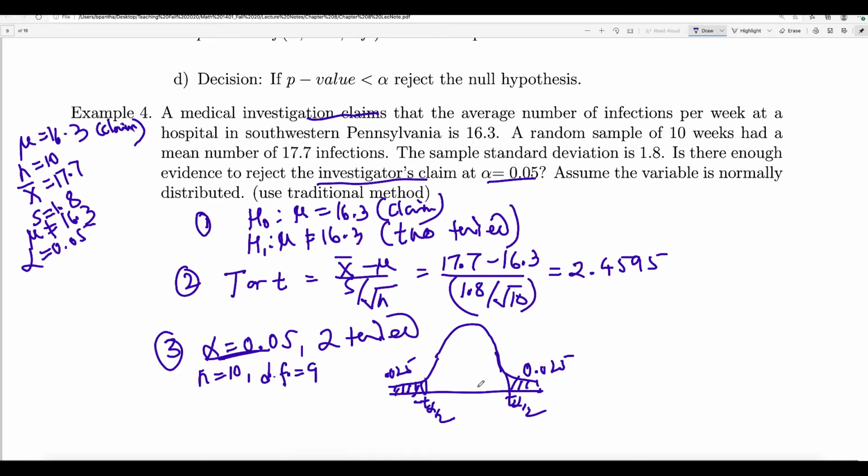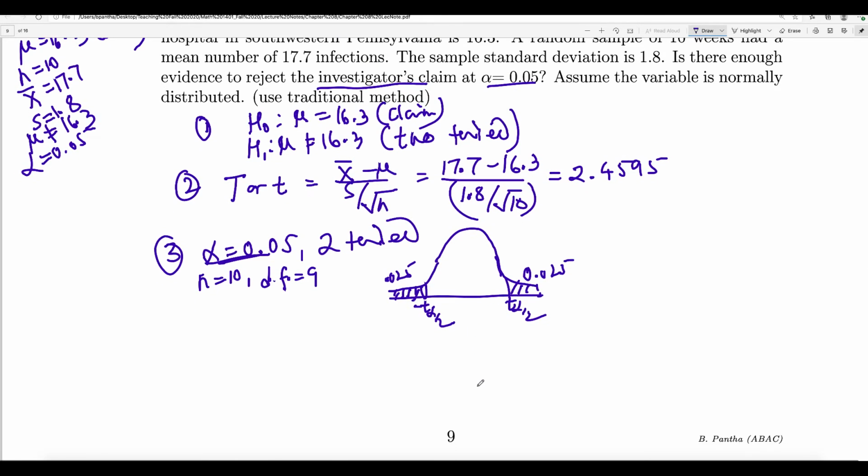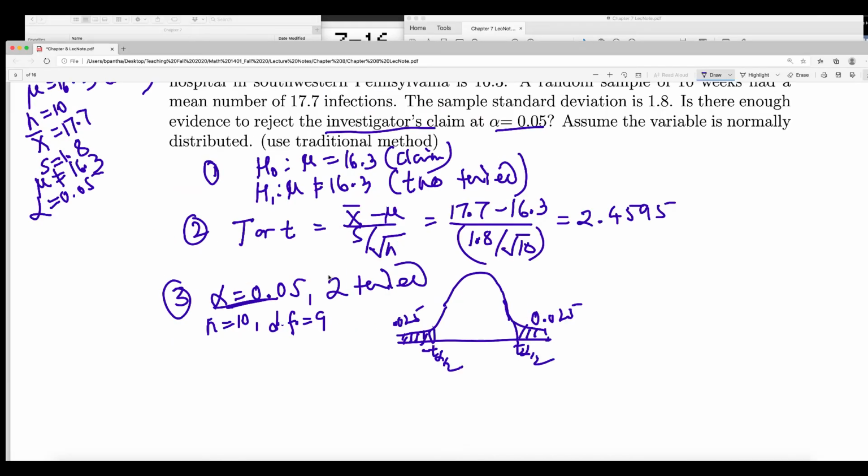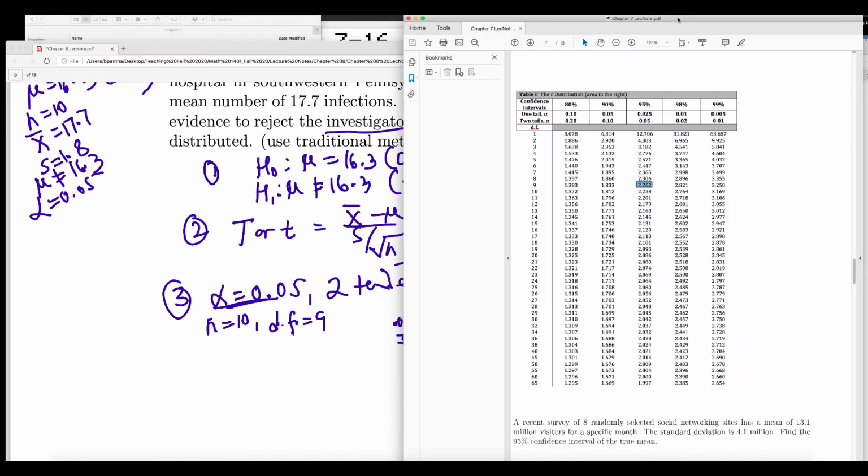So how do I find the critical value, negative t alpha half? This value is inverse t, where the left area is 0.025 and the degrees of freedom is 9. To find the critical t values, negative t alpha half and positive t alpha half, there are two methods. One method is to use the table. How do you use the table? Go to the table and look at the two-tail test.